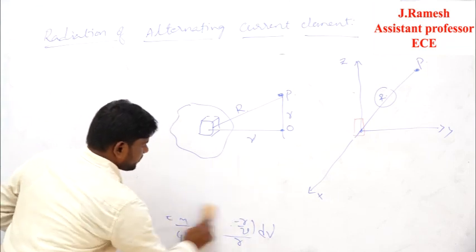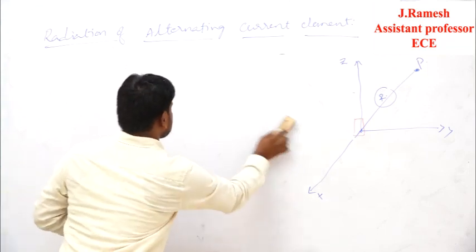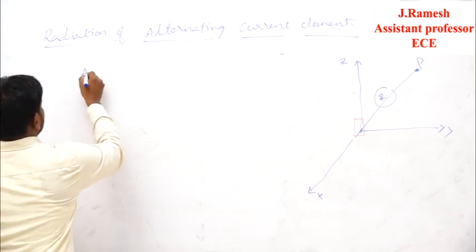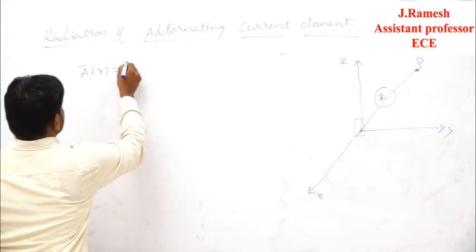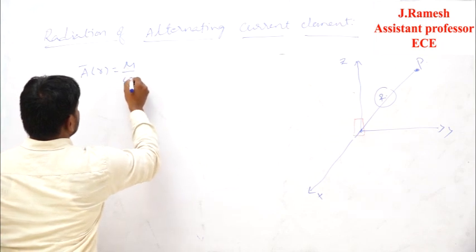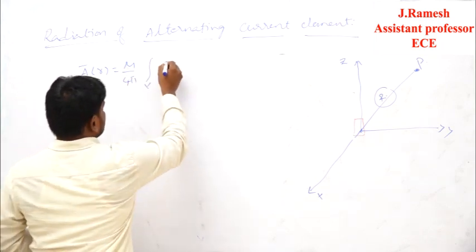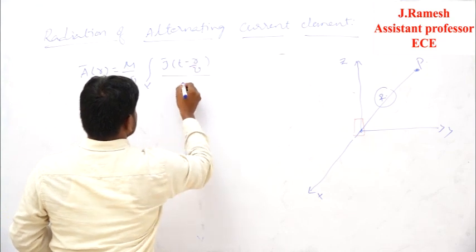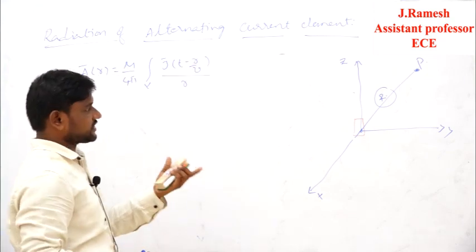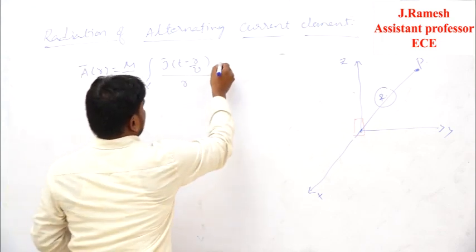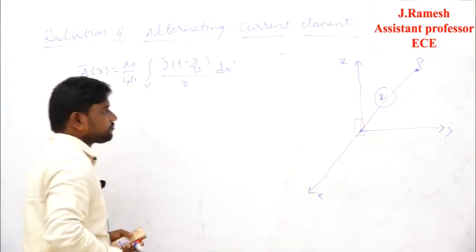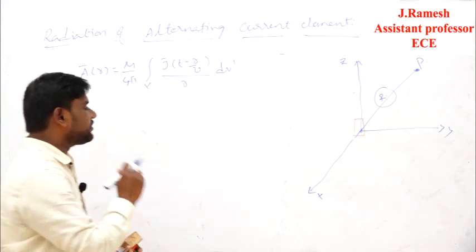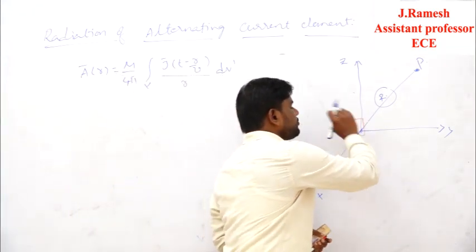Just rewriting my expression here. Now I can write A bar of R equals mu by 4 pi, volume integral of J bar into T minus R by V, by small r directly. Why? Because capital R and small r are equal, into dV dash. Now this is the potential, but if you observe clearly, at what location you are placed.